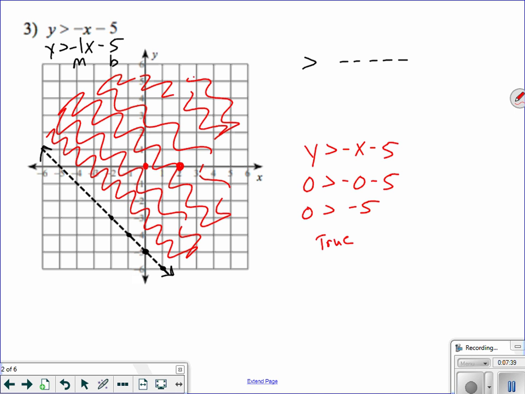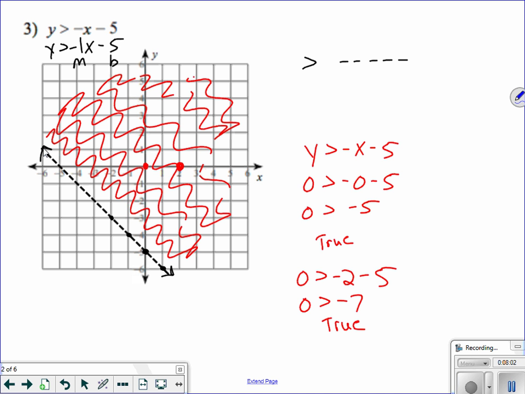So if I put that in there, I'd have 0 for y, 2 for x, minus 5, I'd get 0 greater than negative 7. That's a true statement.